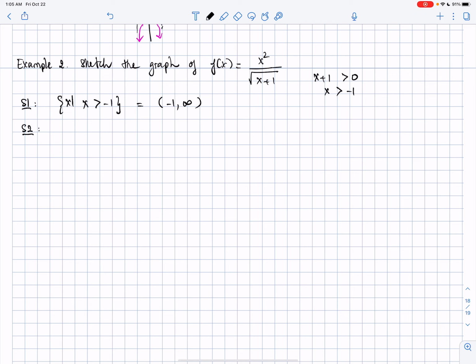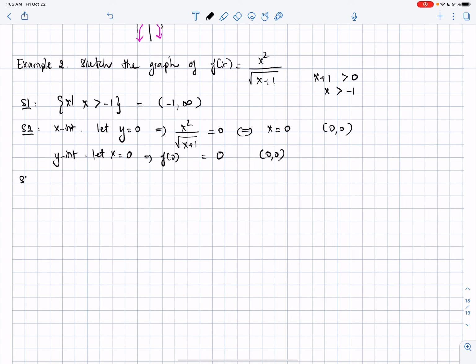Step number 2, we find the intercepts. To find the x intercept, we let y equal 0. That means x squared divided by the square root of x plus 1 equals 0. It means that x has to be 0. So we get the point (0, 0) as the x intercept. To find the y intercept, we let x equal 0, and f of 0 is also 0. So the point (0, 0) is also the y intercept.